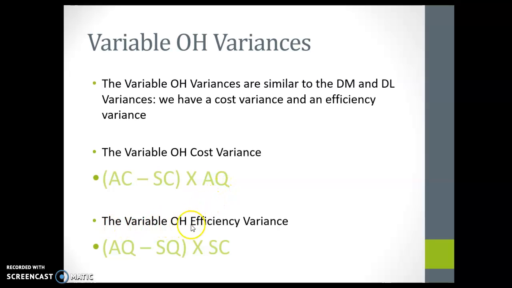Then we have the variable overhead efficiency or quantity variance. For Cheerful Colors, the overhead cost driver is direct labor hours. So this means the actual quantity of direct labor hours minus what we thought we should use of direct labor hours. And then that difference times the standard cost for variable overhead, which is what we just figured out in the previous slide.